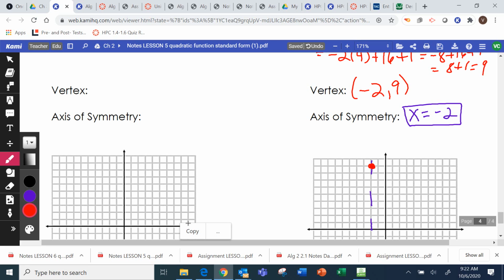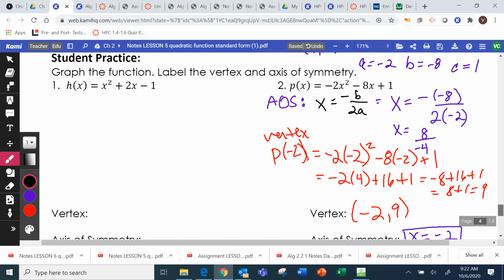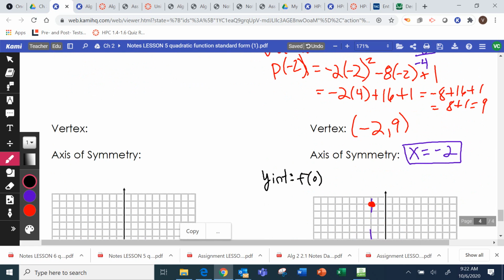I have 1 point on the graph. I need more than 1. I need 5. What else could I find, Nina? Y-intercept. Okay, so we're going to find our y-intercept by plugging in 0. So I do p of 0. So I have negative 2 times 0 squared minus 8 times 0 plus 1. We get 0, 1.